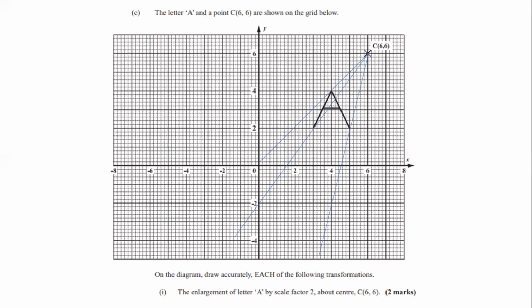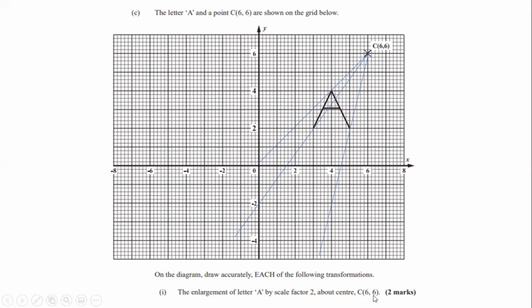Part C now says the letter A and a point C are shown on the grid below. It says on the diagram, accurately draw each of the following transformations. And part 1 says the enlargement of A by scale factor 2 about center (6, 6).